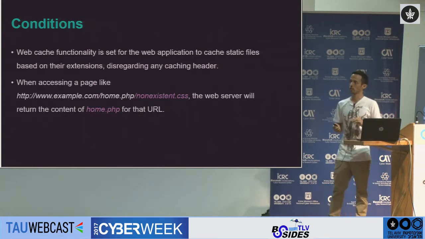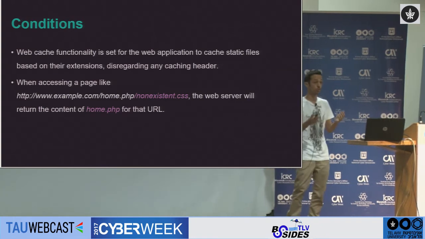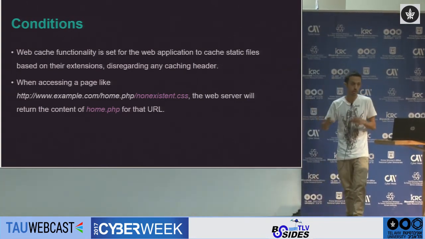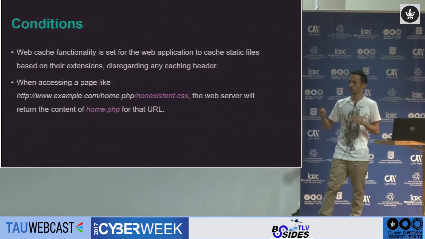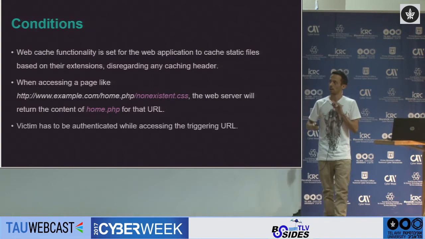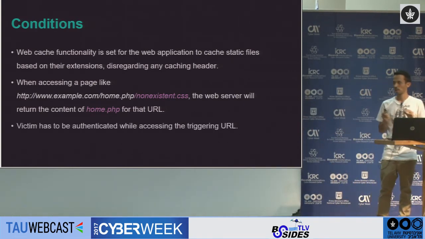The second condition is that when we access a page like example.com/home.php, which is an actual page on the application, /non-existent.css, which doesn't exist, the web server will return the content of home.php. The last condition is that the victim has to be authenticated while accessing the triggering URL.